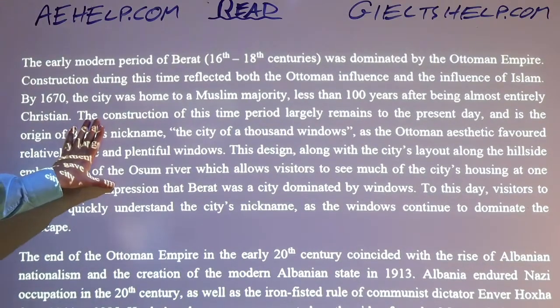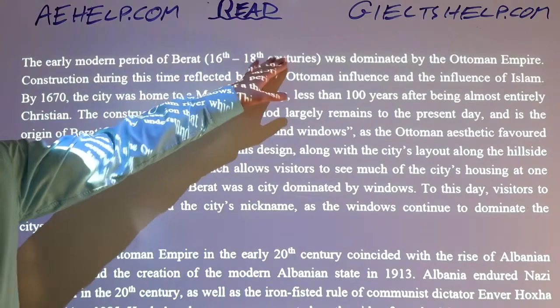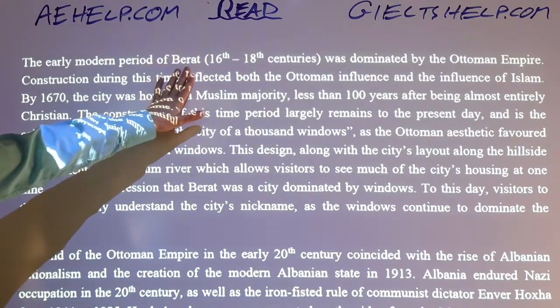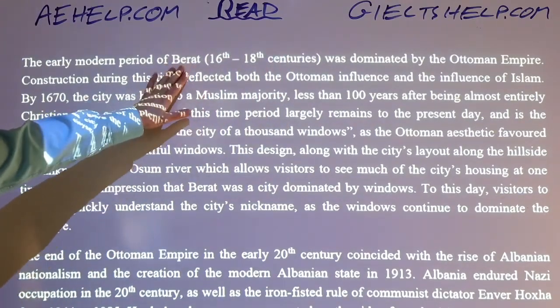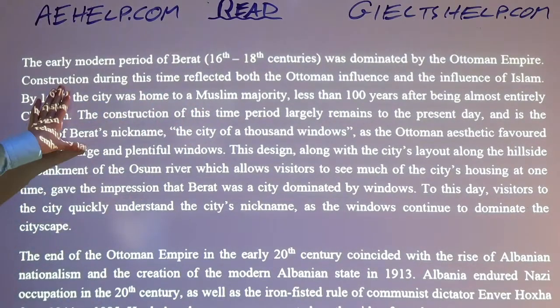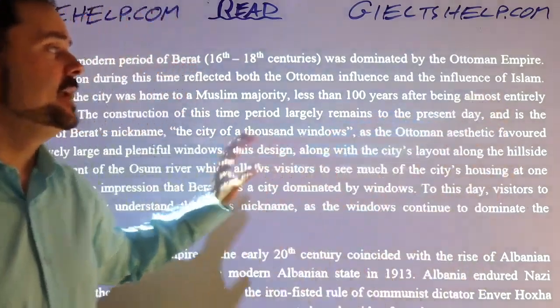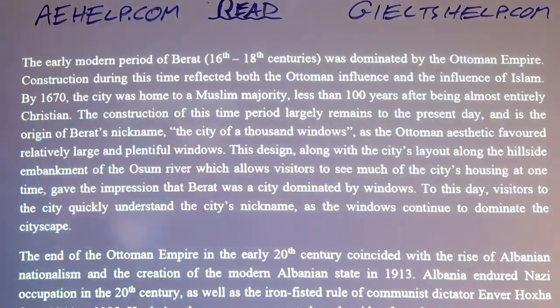Okay, so here we get into the concept of why this is called the City of 1,000 Windows. We have the Ottoman Empire coming into the picture, the modernization or the modern city of Berat during the centuries. Christianity is replaced by Islam, and there are a ton of buildings with lots of windows constructed. Okay.